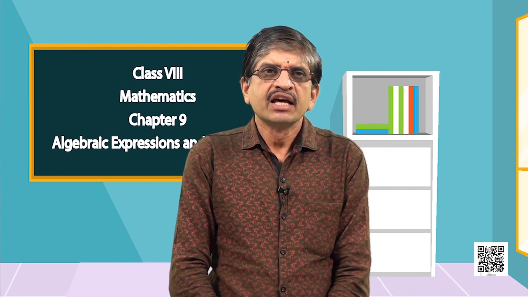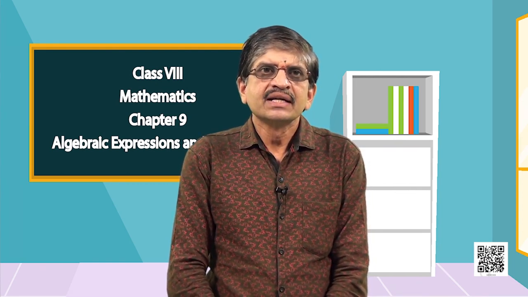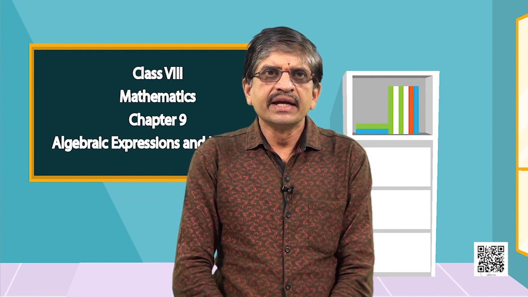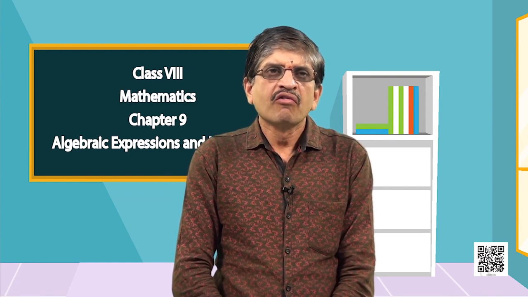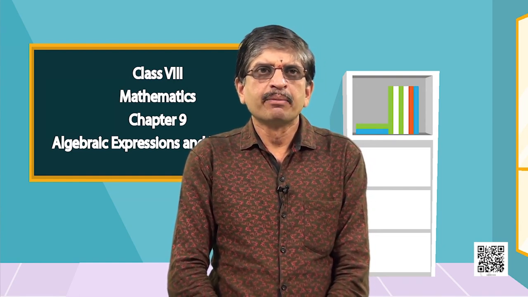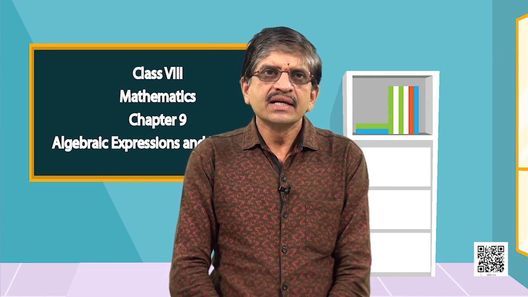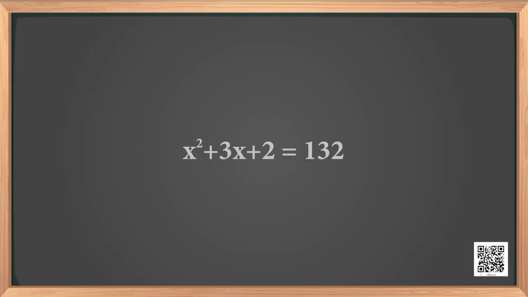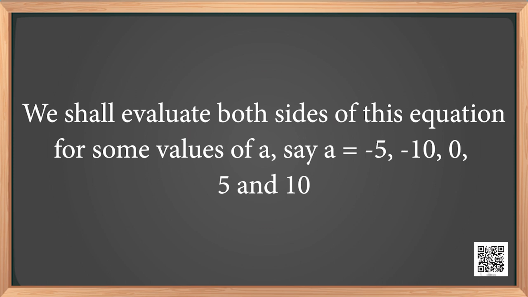An equation is true only for certain values of the variables in it. It is not true for all the values of the variable. Let us consider the following example. x square plus 3x plus 2 is equal to 132. We shall evaluate both sides of this equation for some values of x, say x is equal to minus 5, minus 10, 0, 5 and 10.